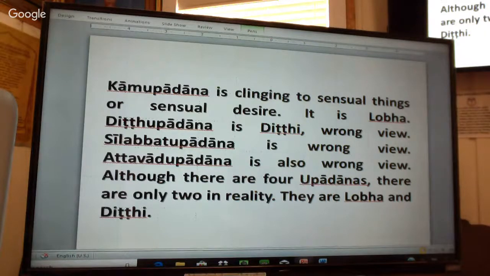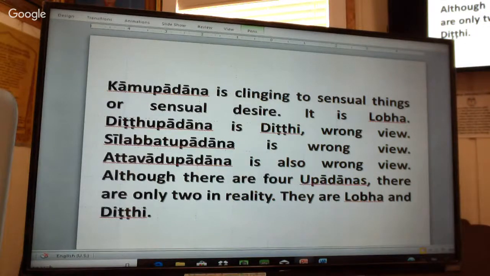Samma lobha is a lobha. Lobha is unwholesome, akusala. It's not good. But Samma lobha is a little bit not very dangerous. Visama lobha, very, very dangerous.